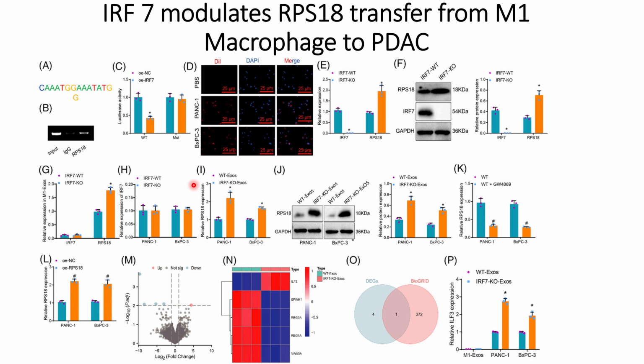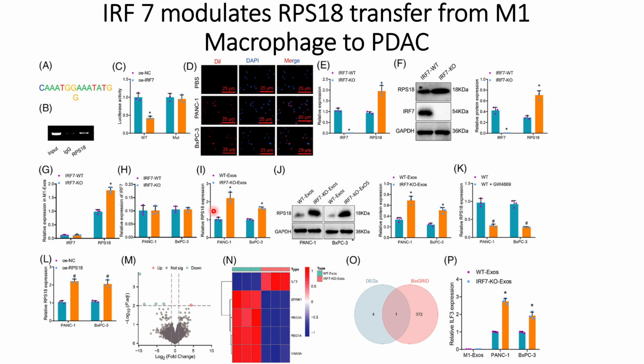And when they check the RPS18 content in these exosomes, they can see that in the case of PANC1 cells, the RPS18 contents are higher in the case of this IRF7 knockout, whereas when IRF7 is present, they can see a reduced amount of this RPS18 expression.